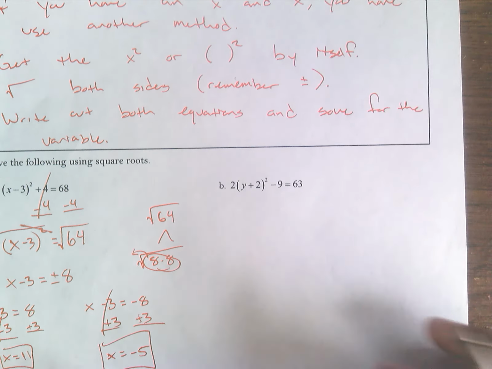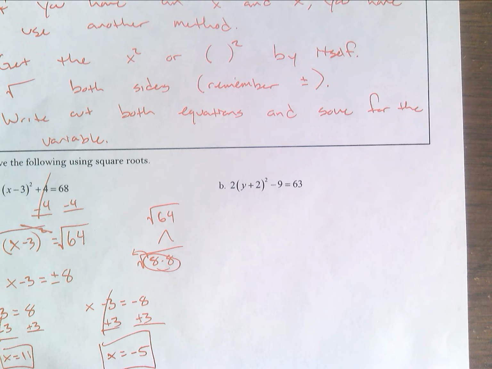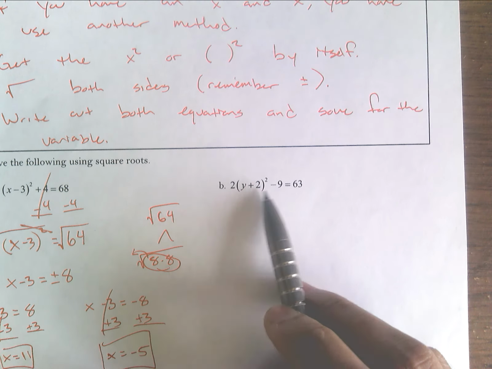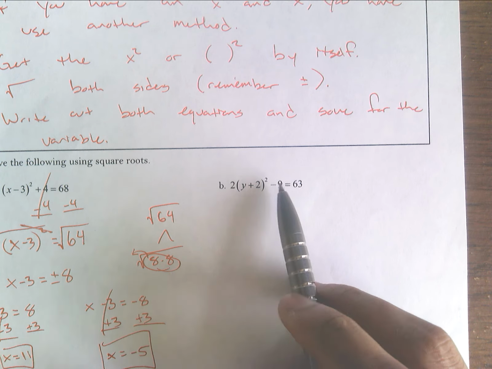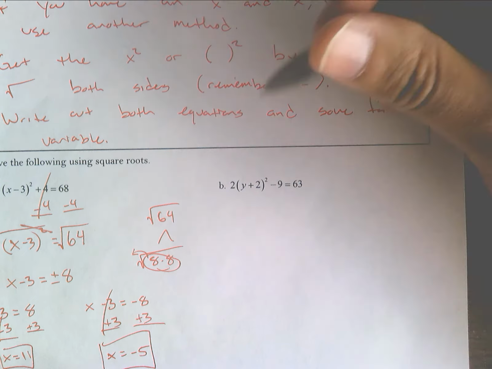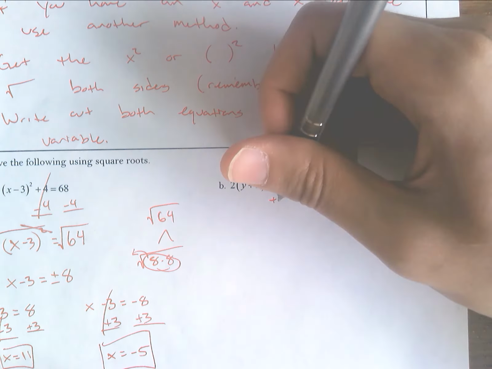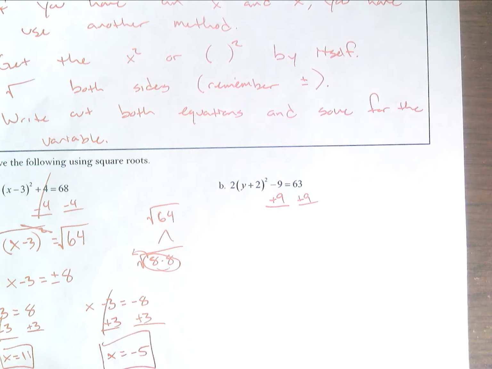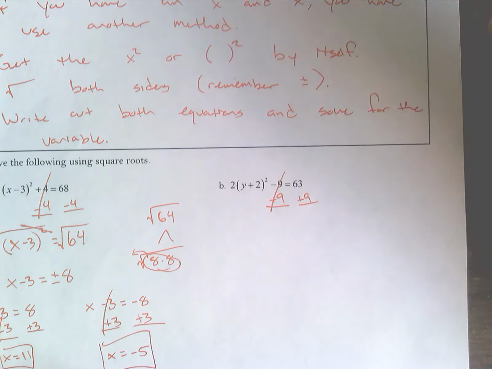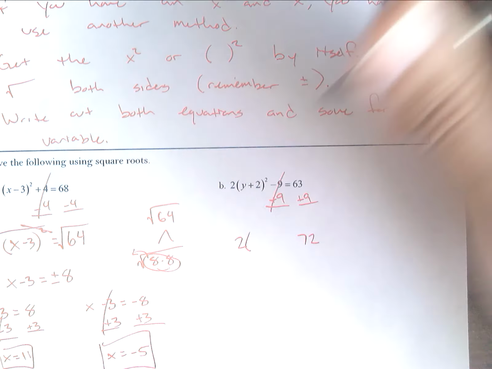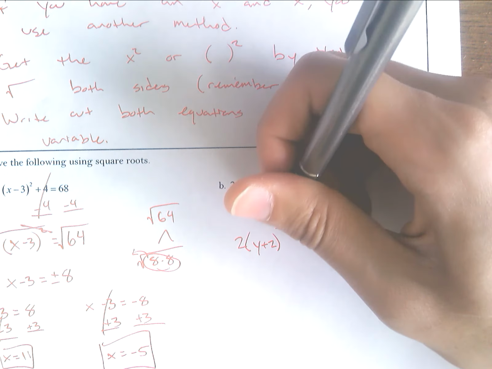So looking at this, do we have an x squared or a parentheses squared and nothing else? We sure do. There's no other y's. There's just the parentheses squared. So now step 1, let's get it by itself. So reverse PEMDAS, the first thing that we have to deal with is the addition and subtraction. I see that here. So we have to add 9 to get rid of that minus 9. So then we have 63 plus 9 is 72. So then we have 2 times the quantity y plus 2 squared.